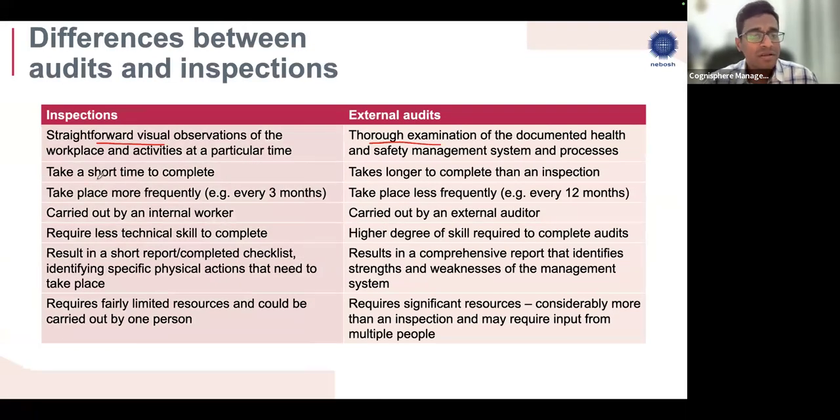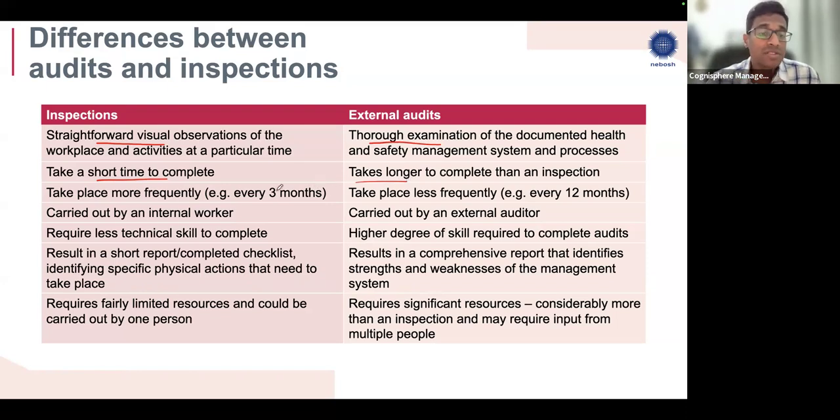And the inspection takes a short time to complete. So inspection is very quick. Within a few minutes to a few hours you can complete the inspection. But audit takes longer. Like I said, it depends on the scope of your audit and the size of your organization. The audit can take from 1 day to even 10 days or 15 days. So it takes a longer time.